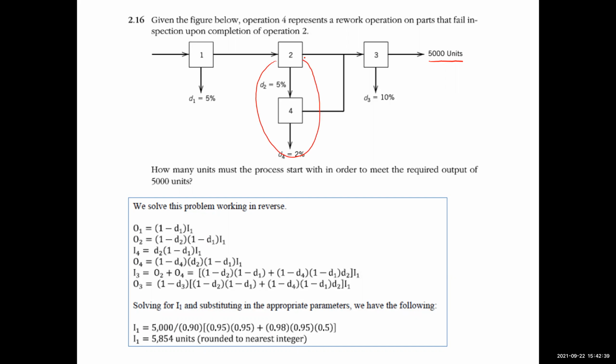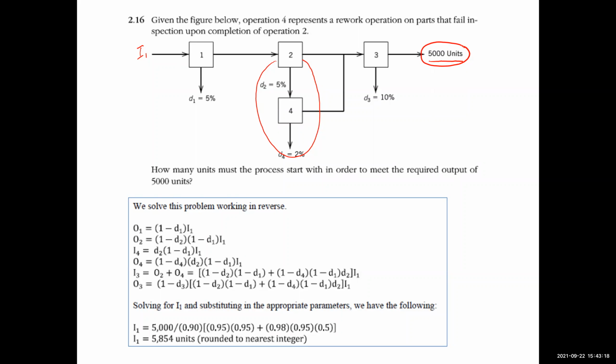So we are not letting those units that are discarded go to waste. We are bringing them back, or part of them, to the process. So in order for me to compute what's needed here, the input of 1, in order to get this output, I have to take into account everything that is happening in that process. So we solve this problem working in reverse. I think I showed you how to get to this final expression in class. We worked the problem from the beginning.